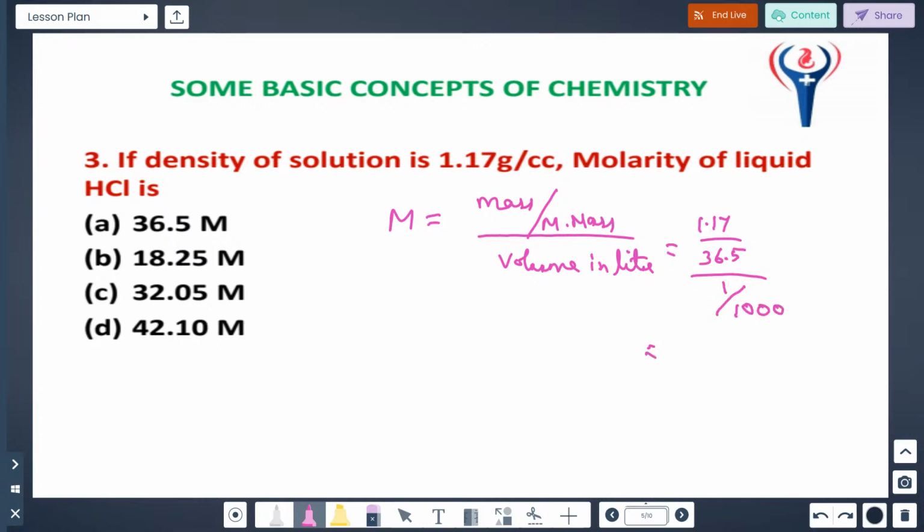So how can we write this? 1.17 by 36.5 into 1000 by 1. If you simplify, you can get the answer. Simple one. This will be the answer. You can simplify, right? Okay. Next one.